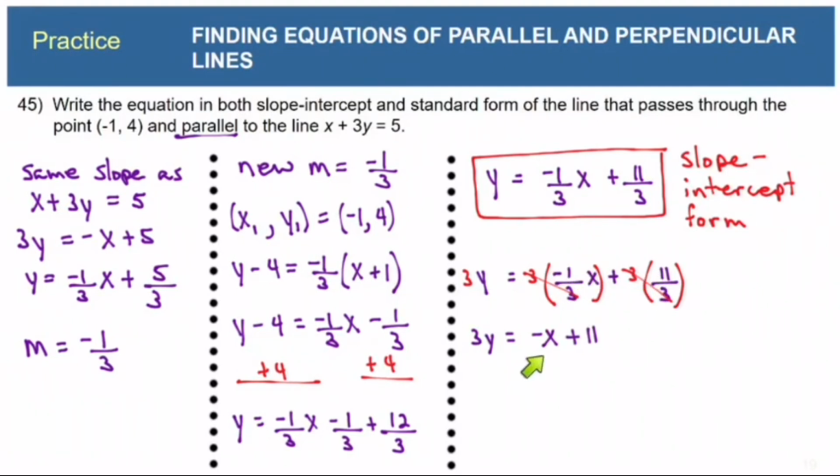Now this is almost standard form. All I need to do is bring this negative x to the left side so it can be positive, and so that the x and the y can be together on the same side. We end up with x plus 3y equals 11, and that is the standard form of this line.